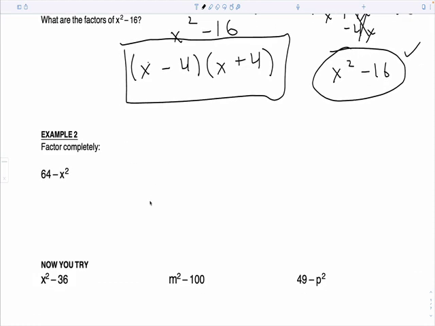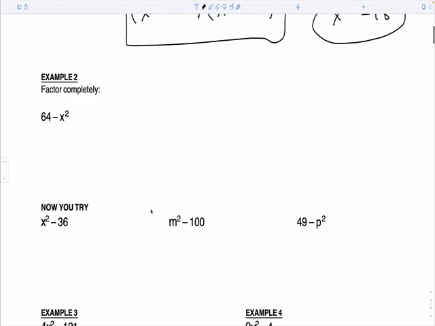Example 2. We're going to slowly just build on these and get a little more complicated. 64 minus x squared. What's obviously different about this one? Wyatt? The x is not on the first one. It's on the end. So let's see what that changes. Well, I don't have x here. I have 64. What times what is 64? I'll take a hand, Elliot. Okay, so that's my first term now? Yeah, because 8 times 8 is 64, and that works for that. Well, the last term in this is x, so x has to go as the second term.